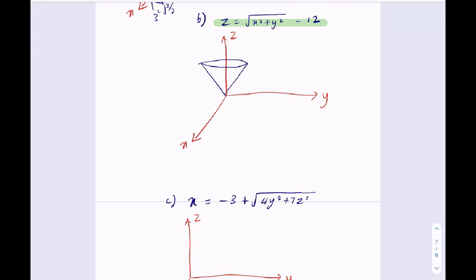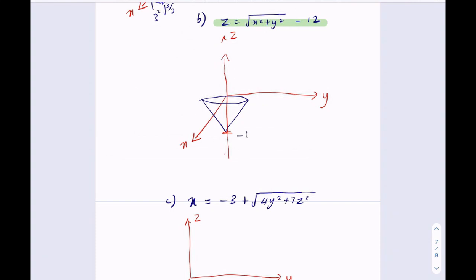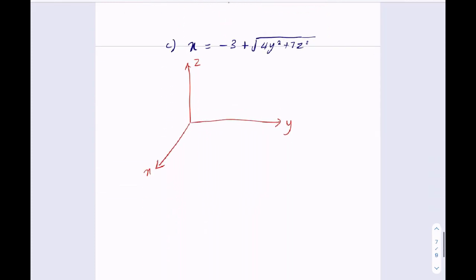But then the whole thing shifts down to here. Okay, so you should put the label. This is negative 12, shifted down to negative 12. Okay, then how about this one?